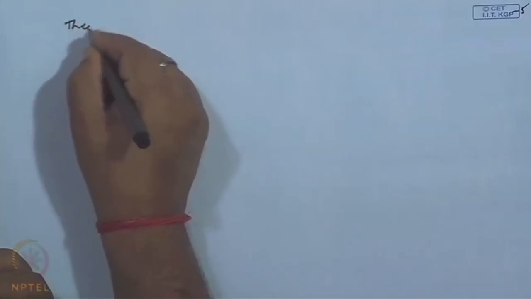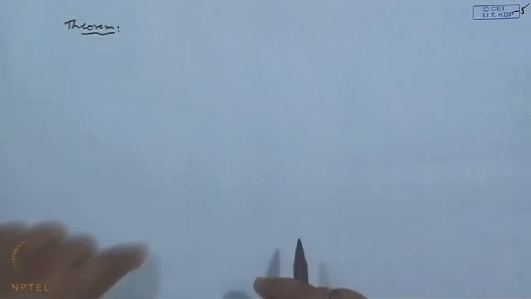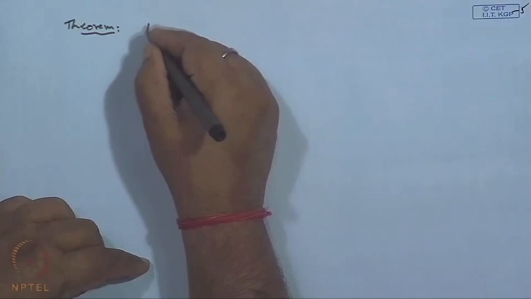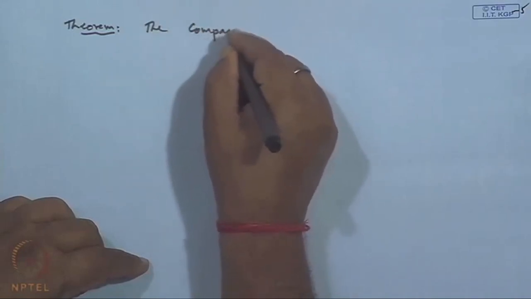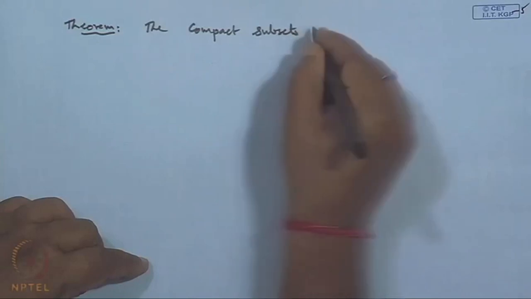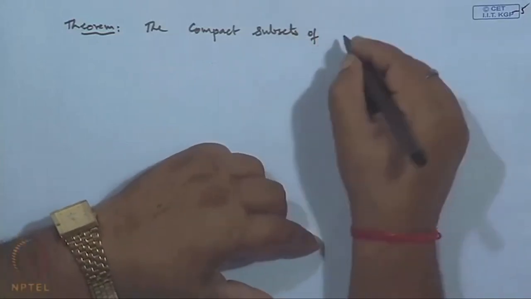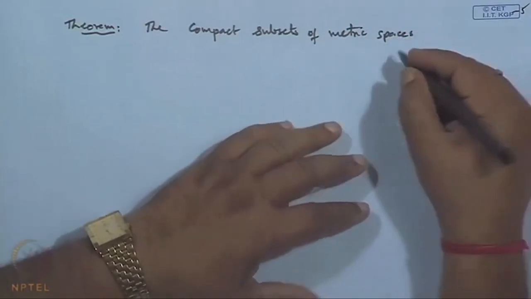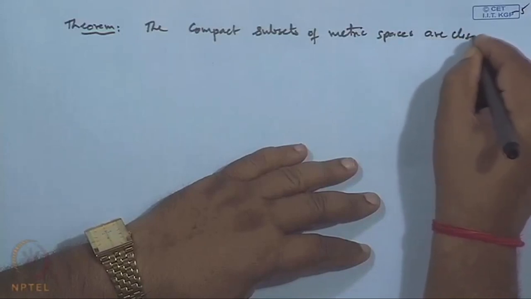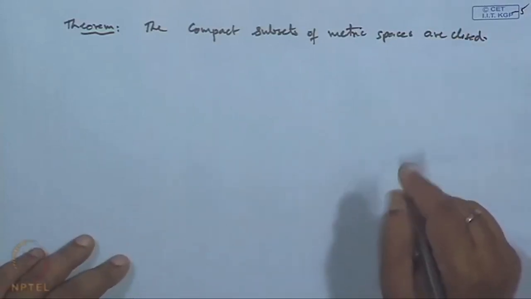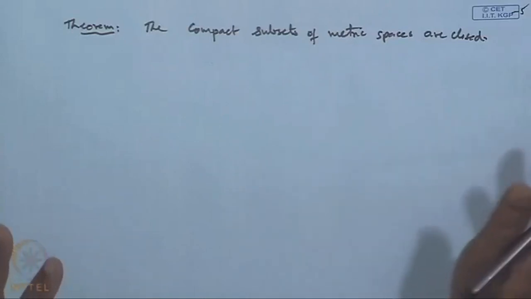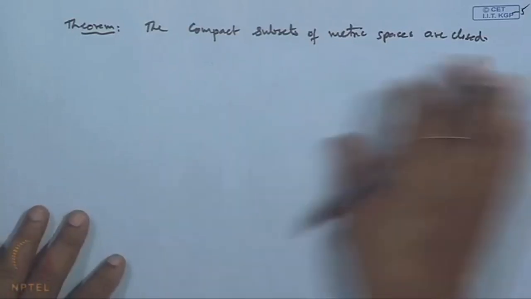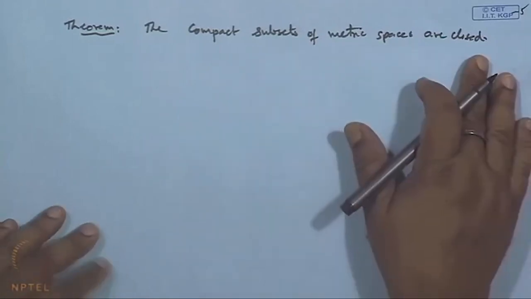Now another result shows that every compact subset of a metric space is closed. Every compact subset of a metric space will be a closed set, whatever the metric may be. Every compact subset is a closed set.